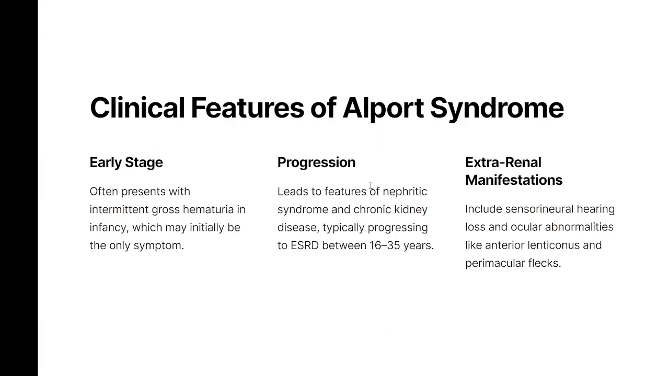Clinical features. Early stage often presents with intermittent gross hematuria in infancy, which may initially be the only symptom. Progression leads to features of nephritic syndrome and chronic kidney disease, typically progressing to ESRD between 16 to 35 years. Extrarenal manifestations include sensorineural hearing loss and ocular abnormalities like anterior lenticonus and paramacular flecks.